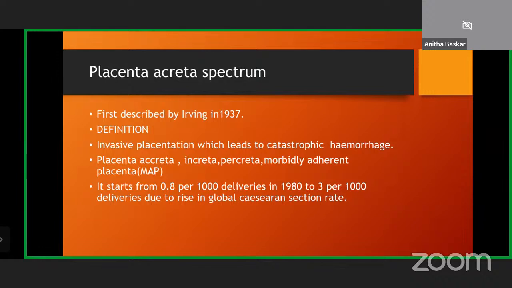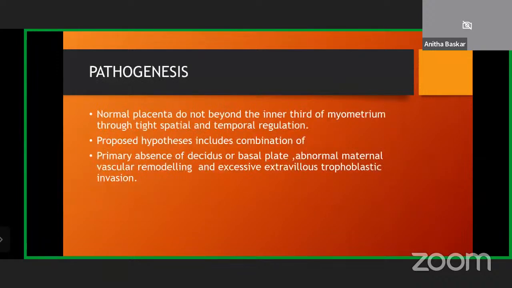What is the reason for placenta accreta? It is mainly due to invasive placentation, which leads to catastrophic hemorrhage. These are the types of placenta accreta spectrum: accreta, increta, percreta, and morbidly adherent placenta. It started at 0.8 per 1,000 deliveries in 1980. Nowadays, it has increased to 3 per 1,000 deliveries, which is a huge amount.